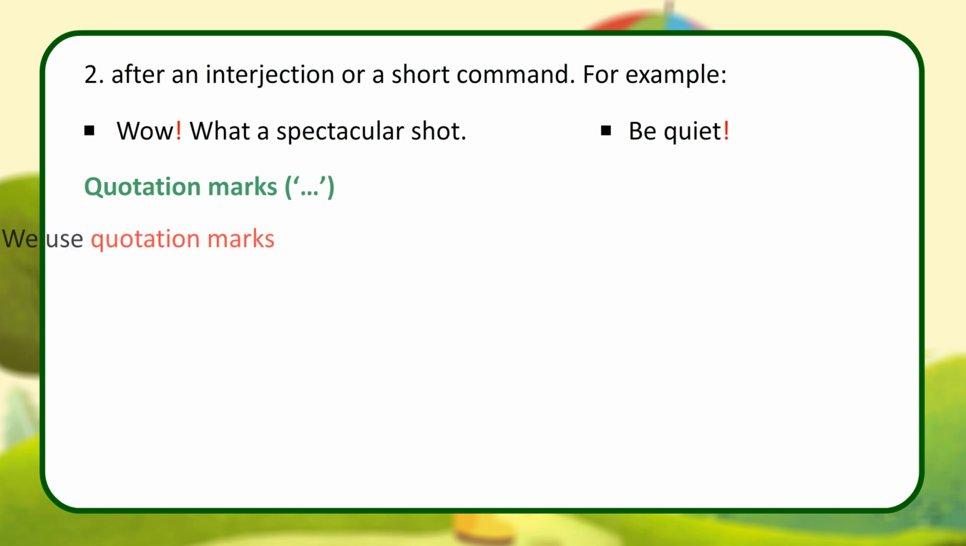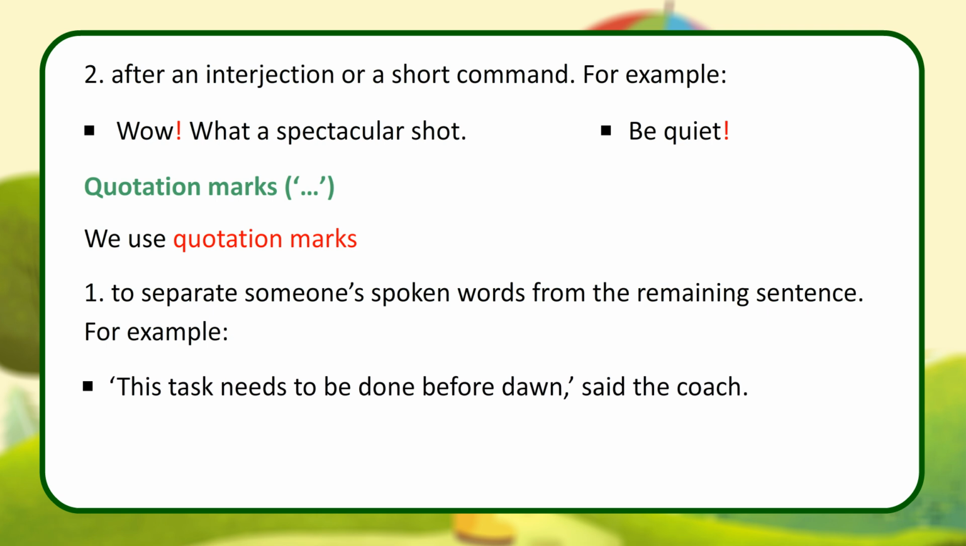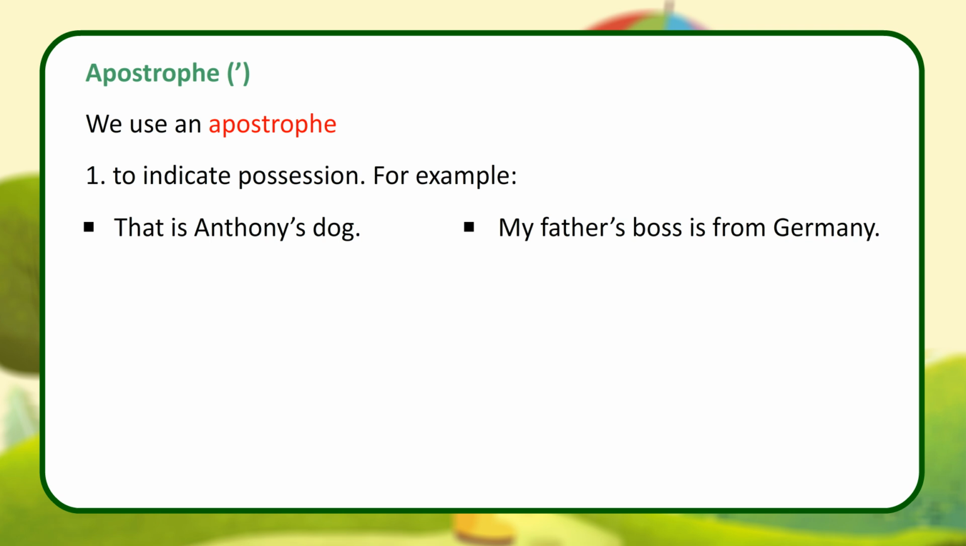Quotation marks. We use quotation marks: 1. To separate someone's spoken words from the remaining sentence. For example, "This task needs to be done before dawn," said the coach. Apostrophe. We use an apostrophe: 1. To indicate possession. For example, "That is Anthony's dog. My father's boss is from Germany."